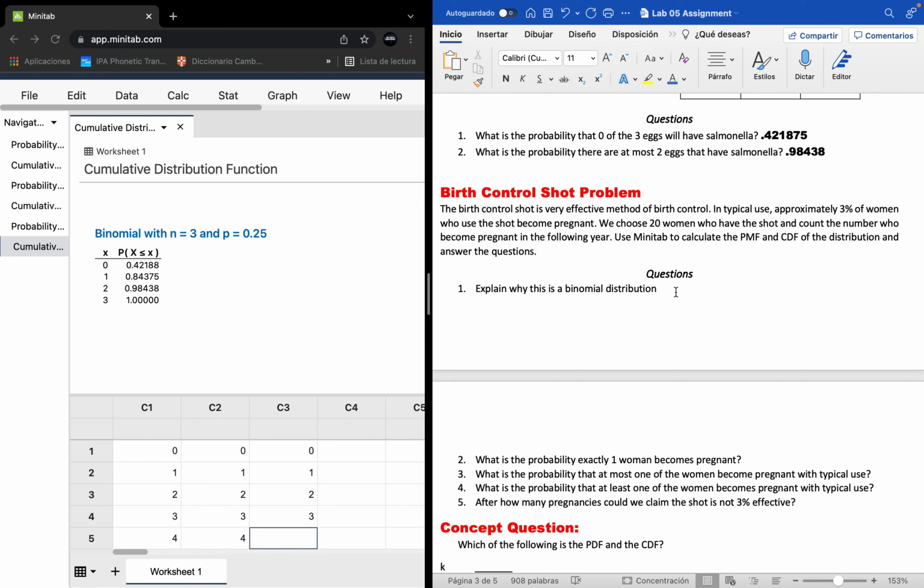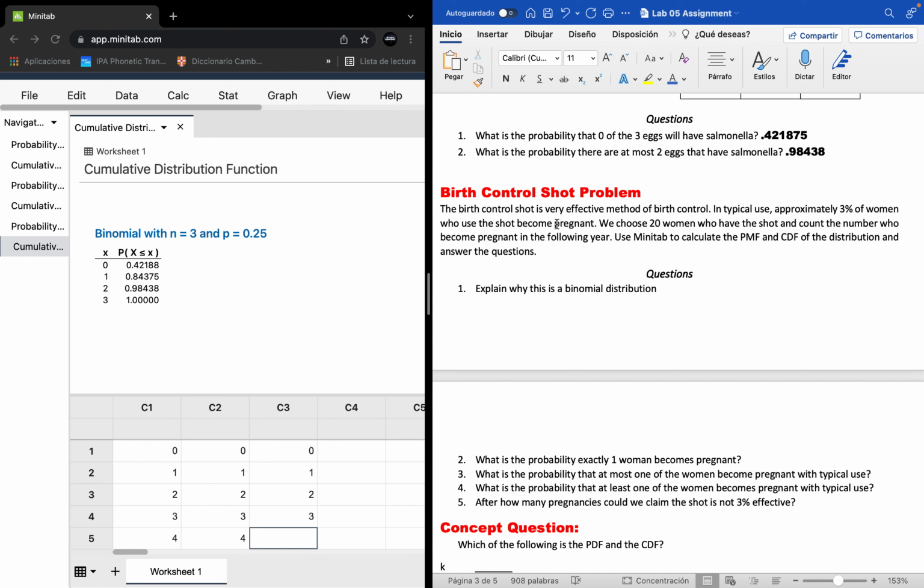Explain what a binomial distribution is, all right? Yes, this can be modeled with a binomial distribution. Why? We need to have one experiment that results in only success or failure. In this case, the success is getting pregnant. I know from a certain point of view it can be success or not, but here it is a success.